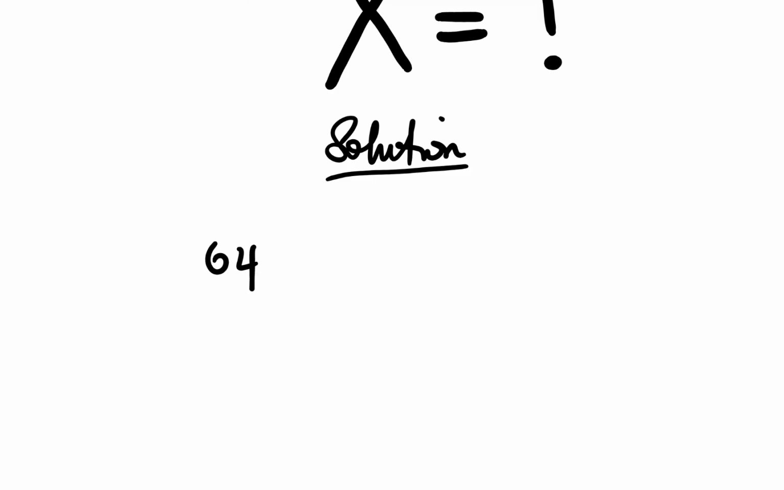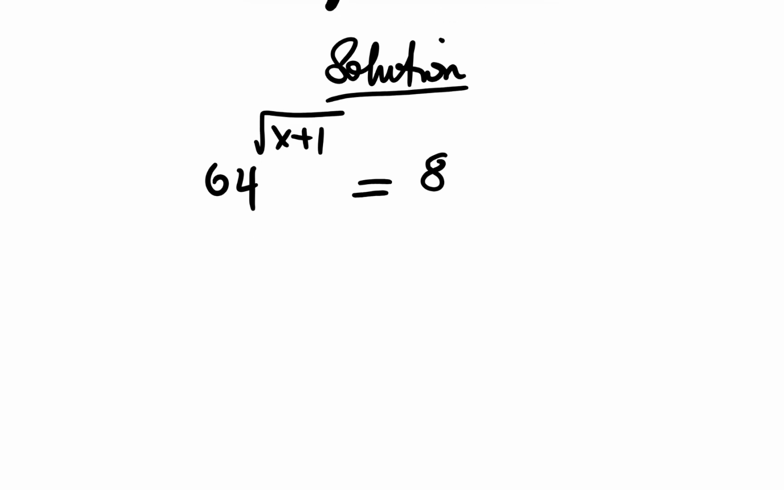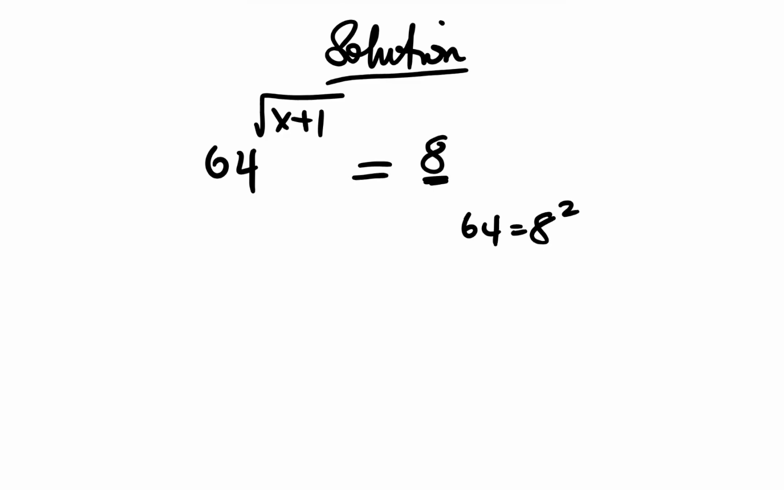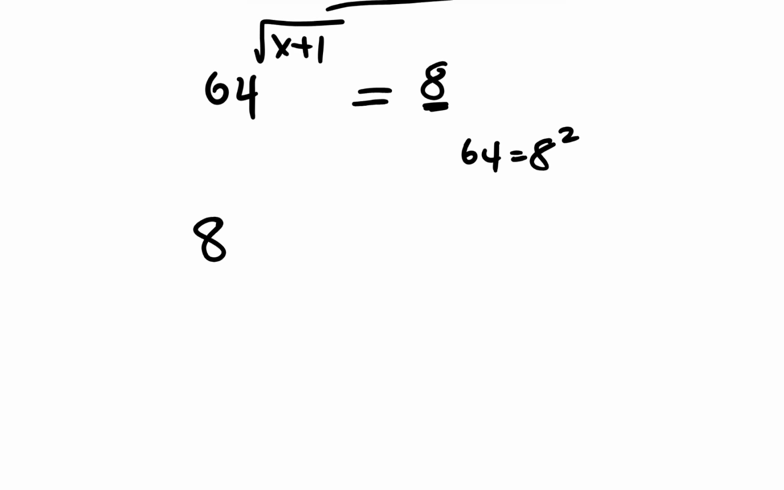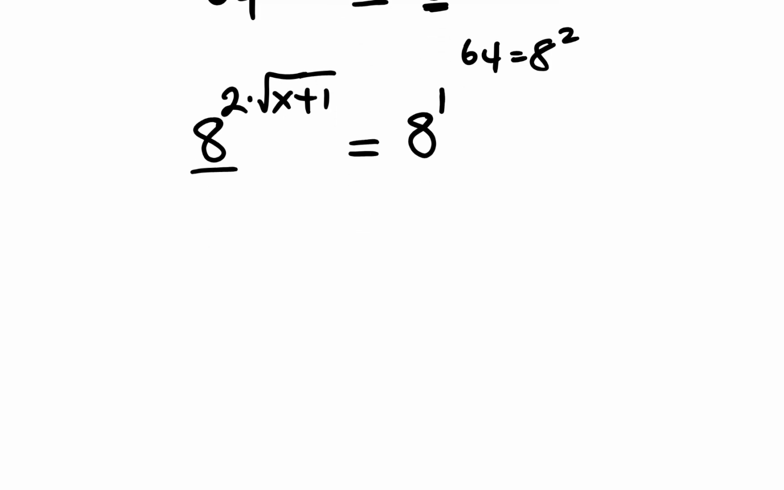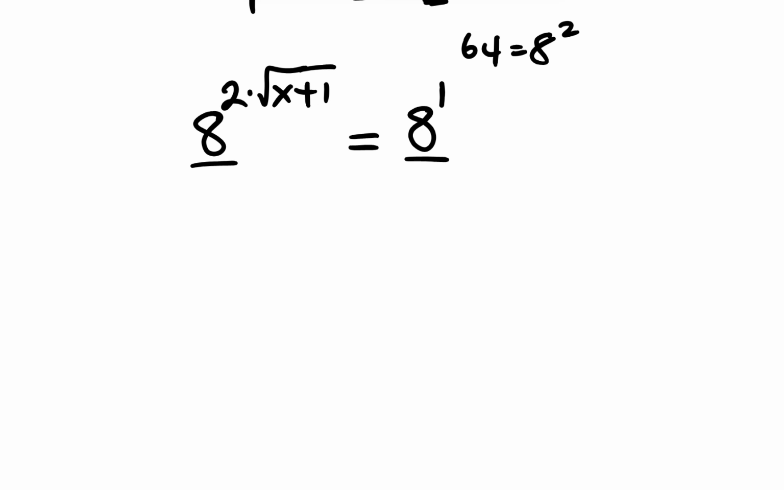So we have 64 raised to the power the root of x plus 1 equals 8. Let us rewrite 64 to have the base 8, so that the bases on the left and the right hand side are equal. 64 we know is the same thing as 8 squared. So now we have 8 raised to the power 2 root of x plus 1 is equal to 8. 8 is the same thing as 8 raised to the power 1. So now we can see that we have the same base, therefore we can equate the exponents.